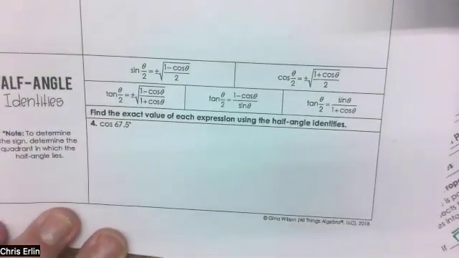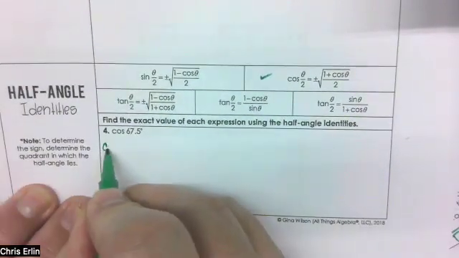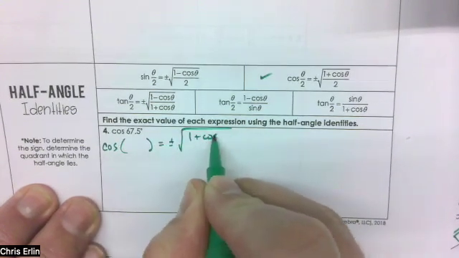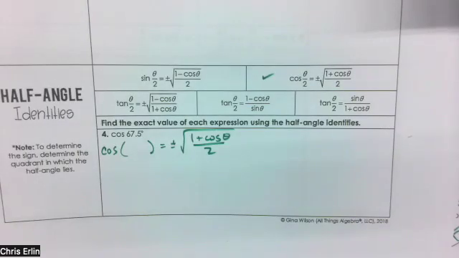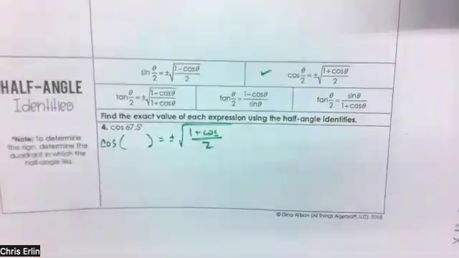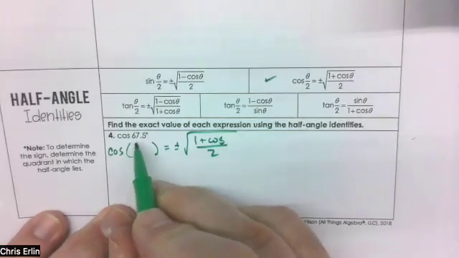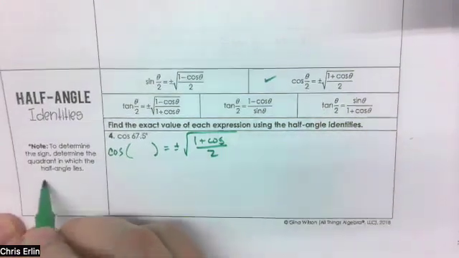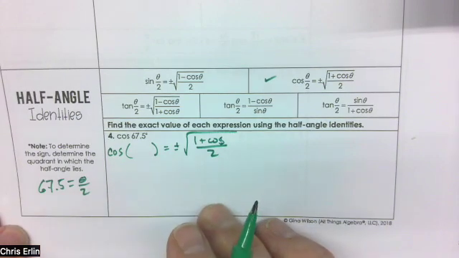Okay, so half angles. We're going to use this one, right? Because it's cosine. So I'm going to write cosine, but I'm going to leave an open space here. Actually, I should have left that other theta open space as well. Because I don't want to write 67.5 there. I want to express whatever this value is, which is equivalent to 67.5, as theta over 2. In other words, 67.5 has to be replaced with theta over 2.